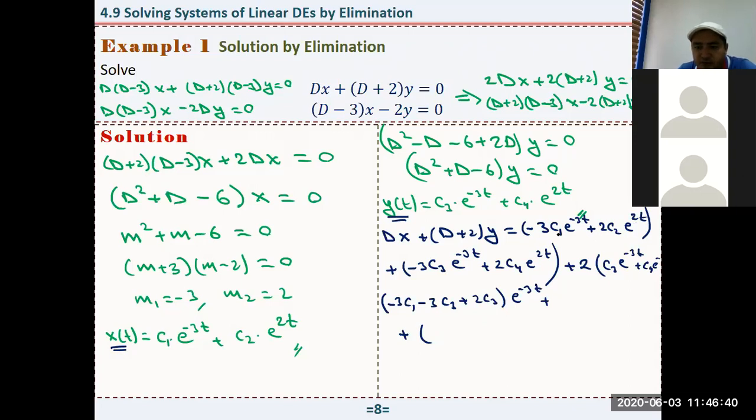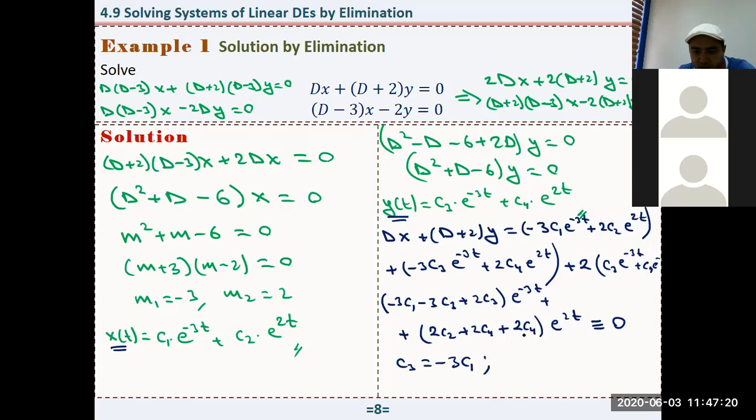plus, how about e to the power 2t? Here its coefficient is 2c sub 2. And the second one is here it is plus 2c sub 4, right? And plus here we have 2 c sub 4 e to the power 2t, it is identically equal to 0. Okay. Now from here, minus 3 c sub 3 plus 2 c sub 3, right? It is minus c sub 3. What is c sub 3? Is equal to minus 3c sub 1.